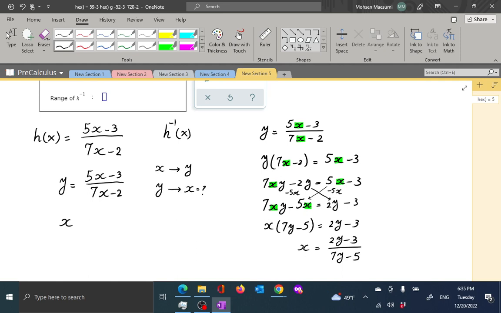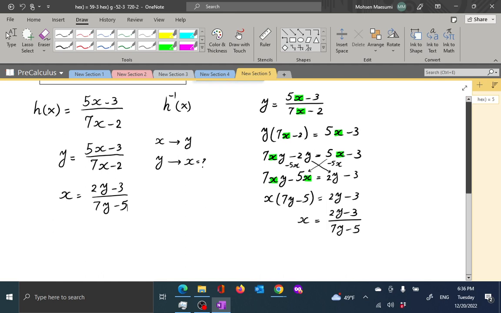So this is 2y minus 3 over 7y minus 5. You notice that the numbers are the same, but their places have changed. That's not accidental, it always happens like that. Now comes the issue of naming. If this was called h of x, what is this? This is h inverse of y.